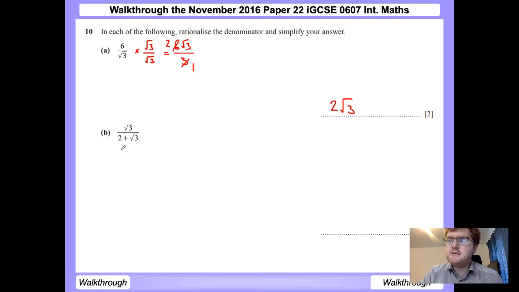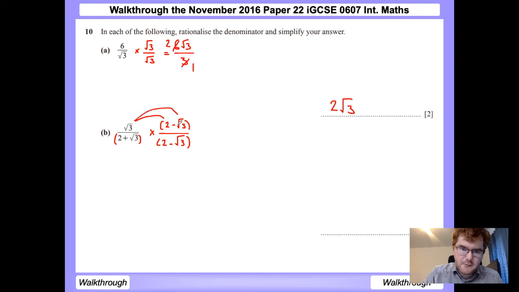Now part B is slightly different because we have this plus in the middle. So we need to multiply by what's called its conjugate. That's like the negative version of it, if you will. So what we'll do here is multiply by, I'm going to put this in brackets to remind us to use FOIL, top and bottom by 2 minus root 3. The reason for doing this, once we've done our FOIL method, we'll find we get a whole number on the bottom. First of all, let's multiply out the single bracket.